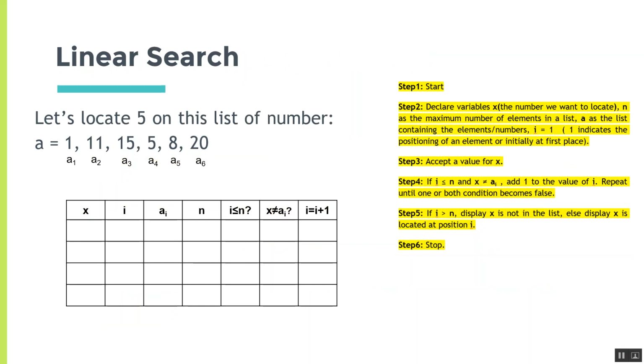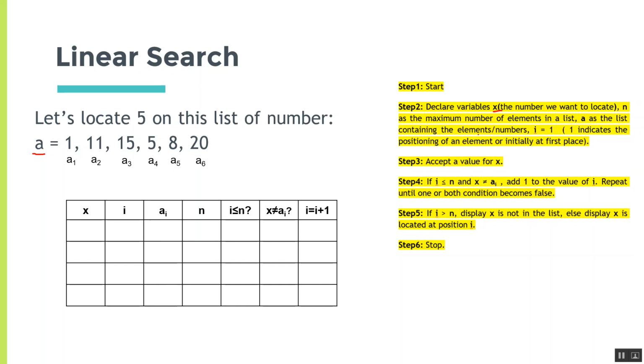To help us in understanding these steps in the algorithm for linear search, let's use a table and an example list of numbers. So x is our lookup value. It says here that let's locate 5 on this list of numbers. Our list of numbers is called A, so this is set A.